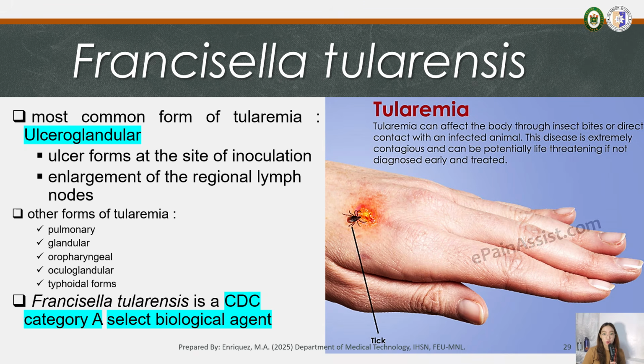The most common form of tularemia is ulceroglandular. In ulceroglandular tularemia, an ulceration forms at the inoculation site and the lymph nodes within its proximity become enlarged. There are many other forms of tularemia like pulmonary, oropharyngeal, oculoglandular, and so on. Just as the other previously tackled organisms, Francisella tularensis is also considered as a potential bioterrorism agent, placed at category A by CDC.